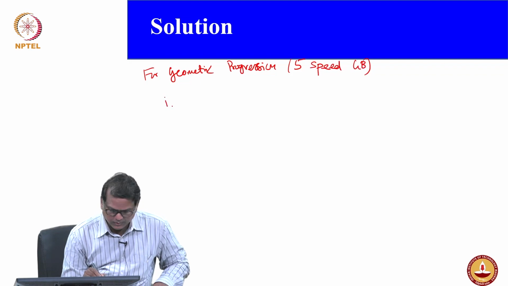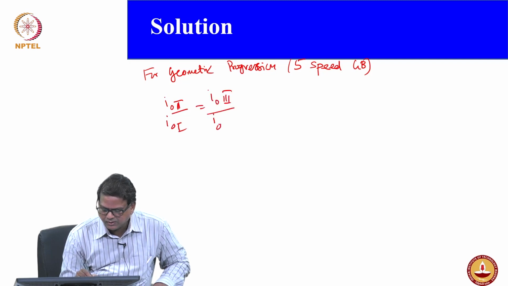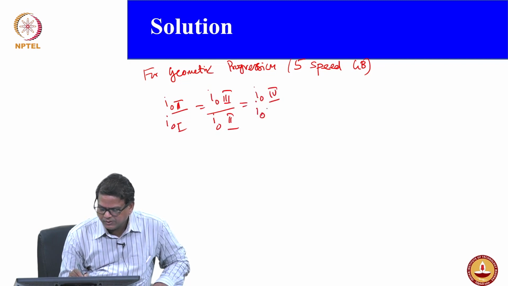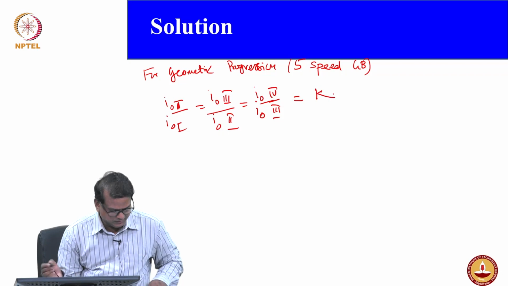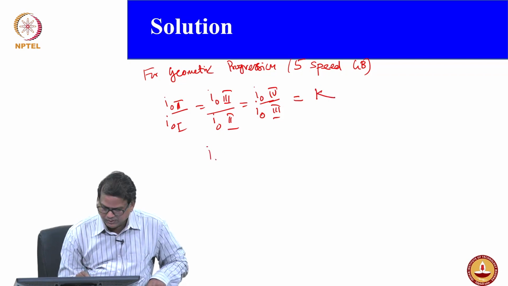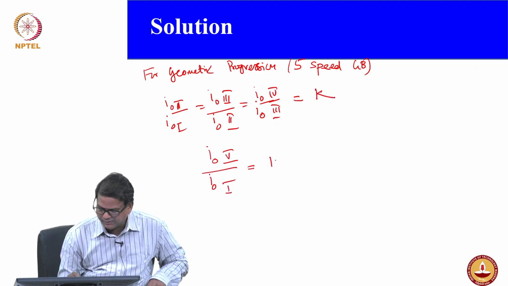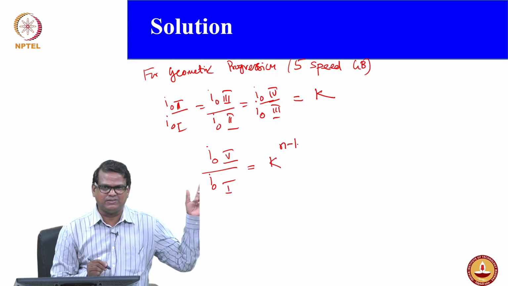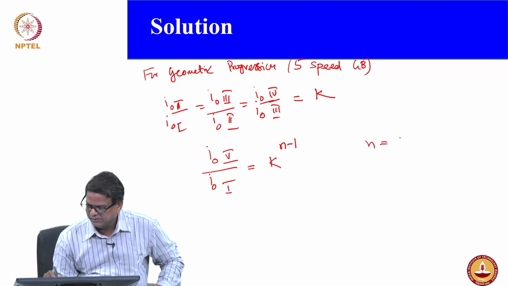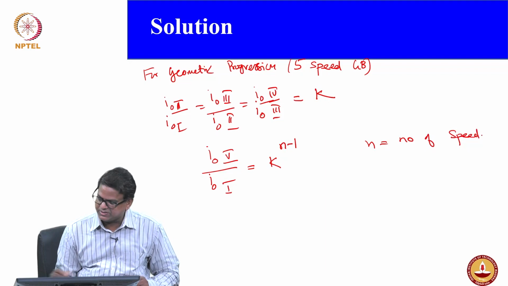So, IO2 by IO1, then IO3 by IO2, IO4 divided by IO3 and so on. When you do that, it is a ratio, right, and you rearrange your IO5 by IO1, it should have K to the n minus 1, the same as before, where n equal to number of speeds in the gearbox, for an automobile gearbox, okay, number of speeds.